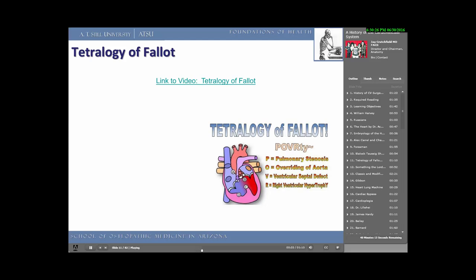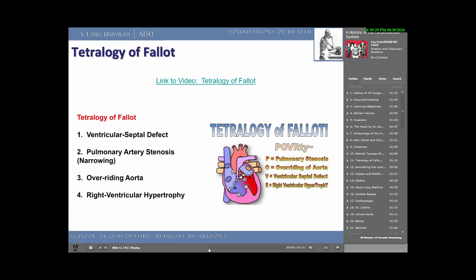Tetralogy of Fallot is a result of 4 anomalies in the heart, which leaves the baby with a ventricular septal defect, pulmonary artery stenosis — stenosis means narrowing — the aorta, which overrides this ventricular septal defect, and the right ventricle gets large. It hypertrophies because it's trying to overcome the ventricular septal defect and the pulmonary artery stenotic area. You'll need to memorize these 4 anomalies as part of the tetralogy of Fallot, but I'll make it interesting.